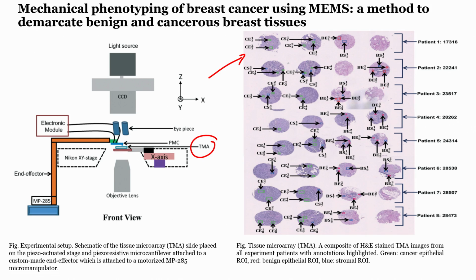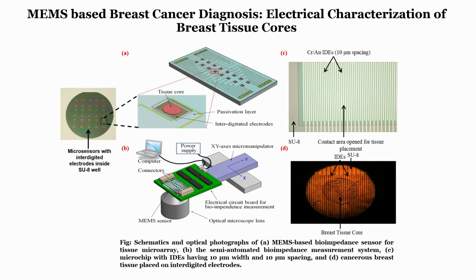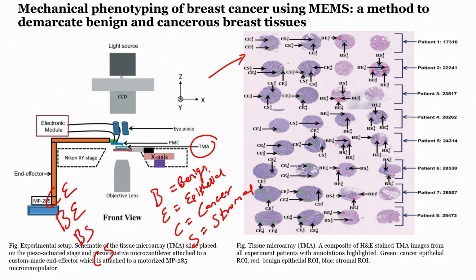The green boxes that you can see in each one of these particular tissues are the region of interest. B stands for benign, C stands for cancer, E stands for epithelial region, and S is stromal. So, now if I say BE, that means benign epithelial, CE cancer epithelial, BS benign stromal, CS cancer stromal, all right. So, you can see here different nomenclature, and these are tissue samples from different patients, patient 1 to patient 8, and when you indent you can get different readings. We will see what kind of readings you get in the next class.